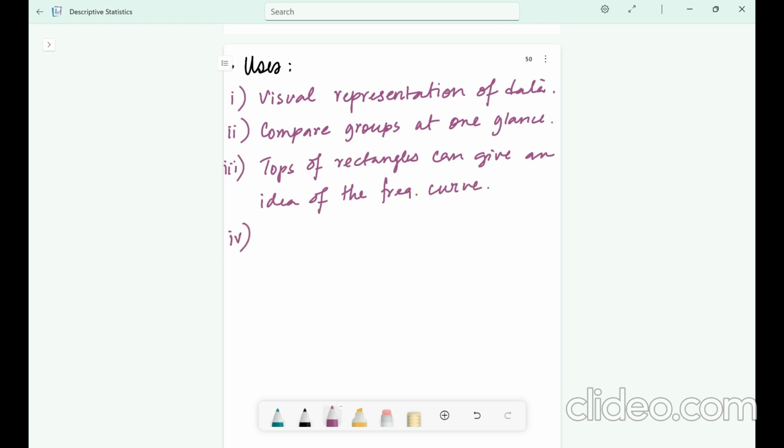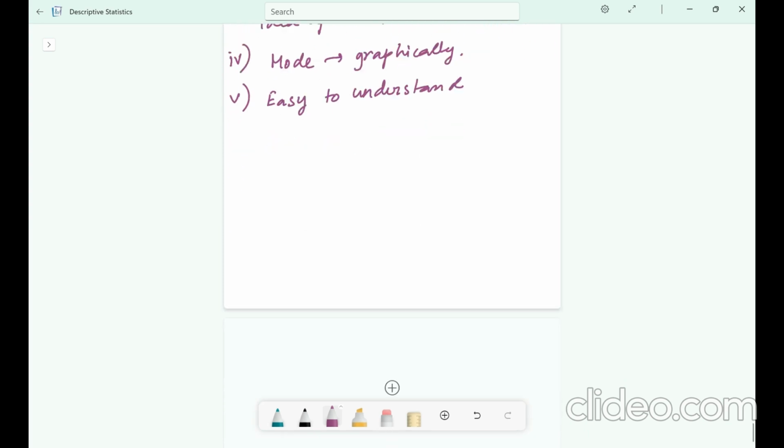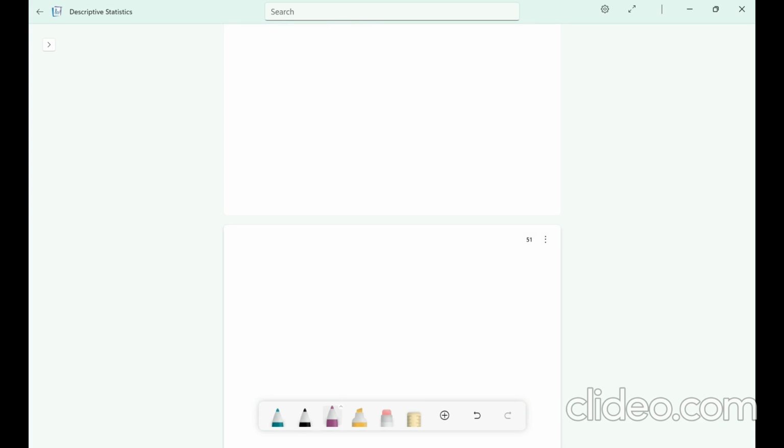Point number four is it is used to find the mode graphically. And point number five is it makes the entire distribution easy to understand. So basically, histograms are data which is Instagrammable. Very sweetly said, right?